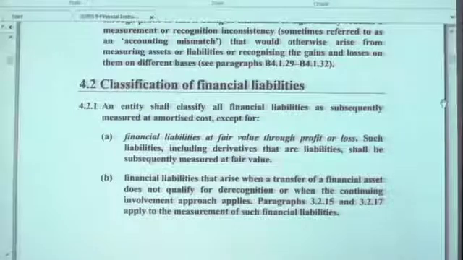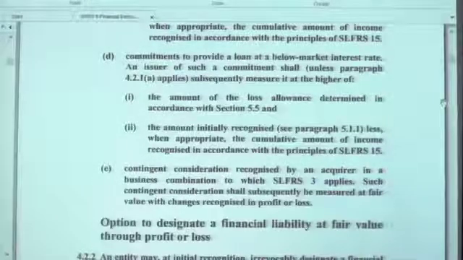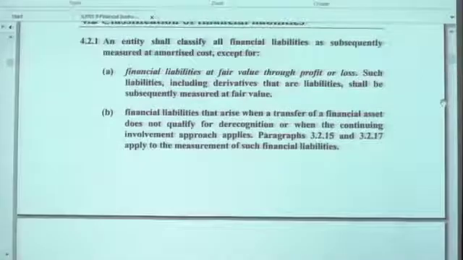How many circumstances do you have? A, B, C, D, E. 5 circumstances, right. In these 5 circumstances you can measure your financial liability at fair value through P&L. Otherwise you will measure it at amortized cost. Let's see what the circumstances are, right. Is that clear? Generally, financial liabilities will be measured at amortized cost, but under 5 circumstances explained in the standard, you can measure it at fair value through P&L. That means no OCI option, right?